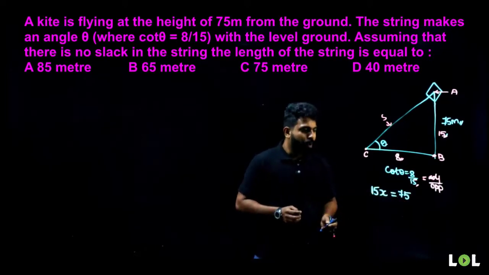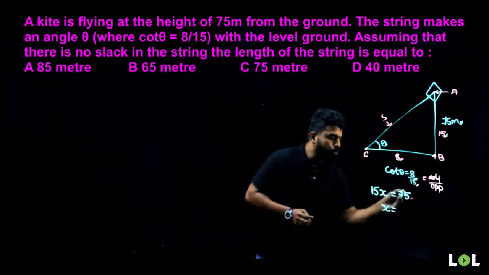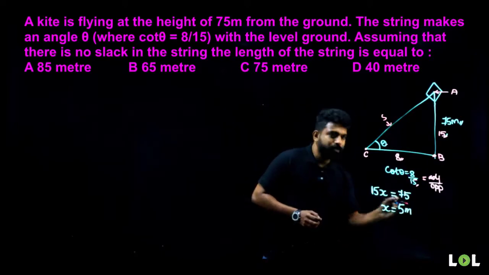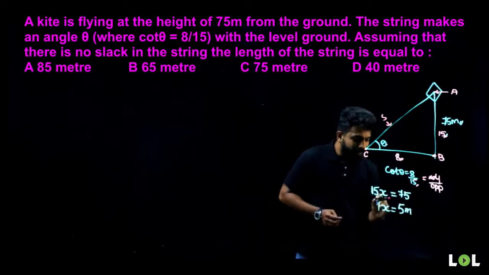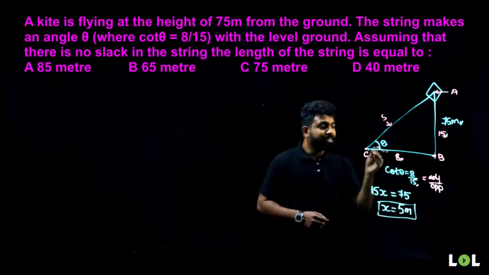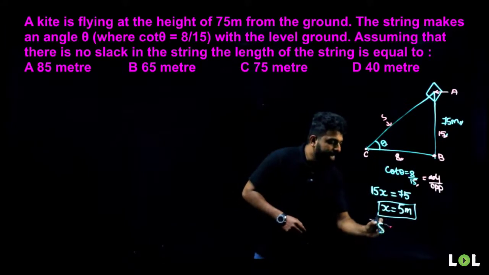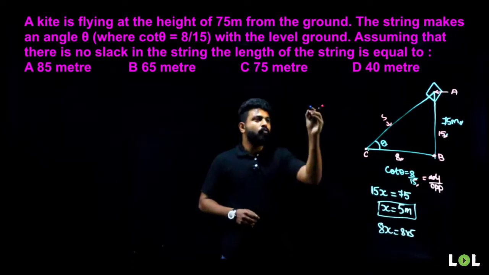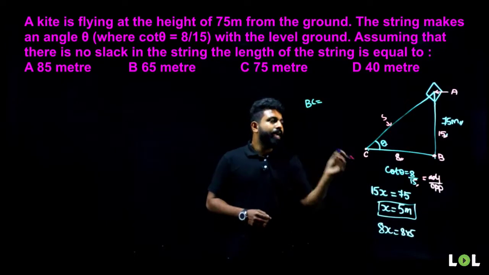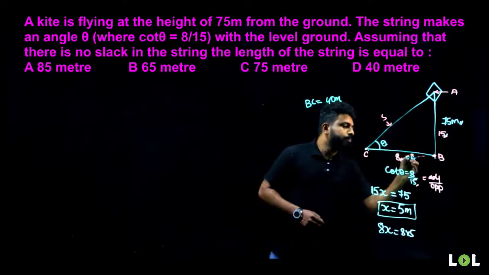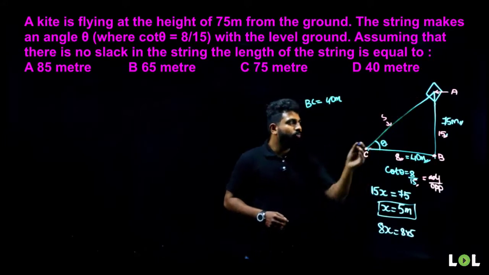So now what will be the value of X here? X will be equal to 75 by 15. That is nothing but 5 meters. So X is 5 meters. If X is 5 meters, what is the actual distance between BC? Actual distance between BC will be 8x. That is nothing but 8 into 5. So my value of BC will be equal to 8 into 5, that is 40 meters.